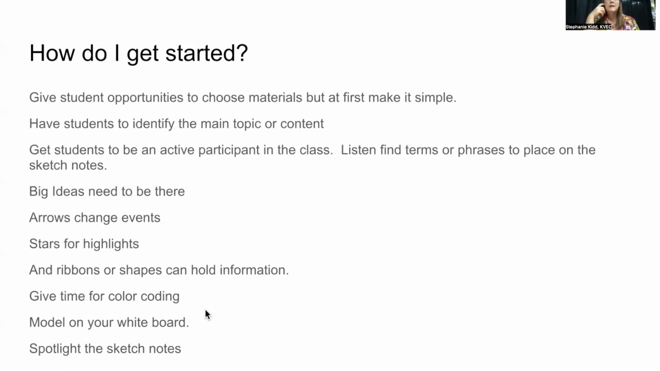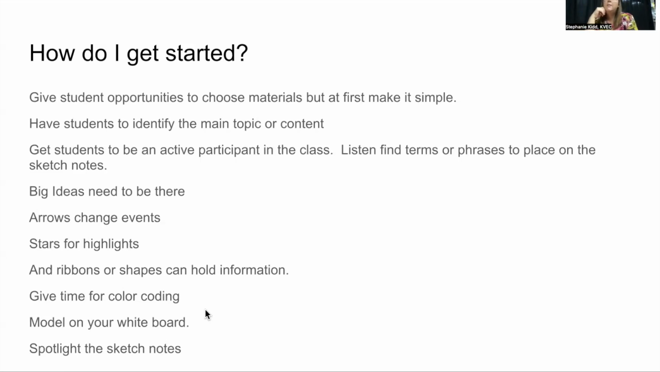And then the other thing that we need to think about is ribbons and different shapes that they can use to hold information inside of. Sometimes just a square or a circle or a heart, because this is something I really need to remember, I put it in a heart. Or if there's something I really loved about the lesson, I put it in a heart.